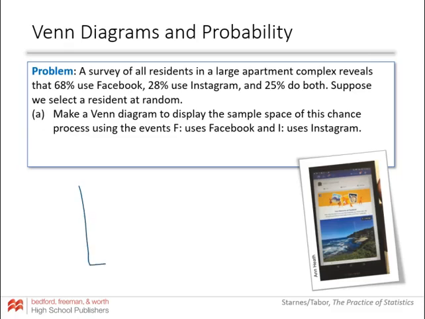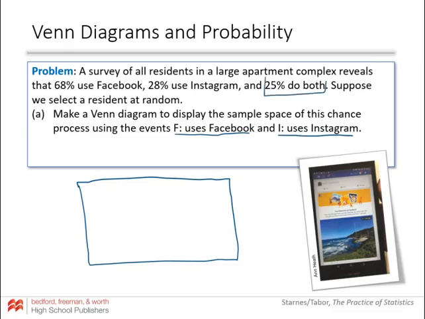So I'm going to start with a big rectangle. This is my sample space. All the probabilities inside this sample space have to add up to 1. I have 2 events: event F, someone uses Facebook, and event I, someone uses Instagram. I also know that 25% of the people do both of these things, so these 2 circles are going to overlap each other. Then we can start filling in some probabilities in our diagram. 25% do both, so the intersection between those 2 circles has to equal 25.